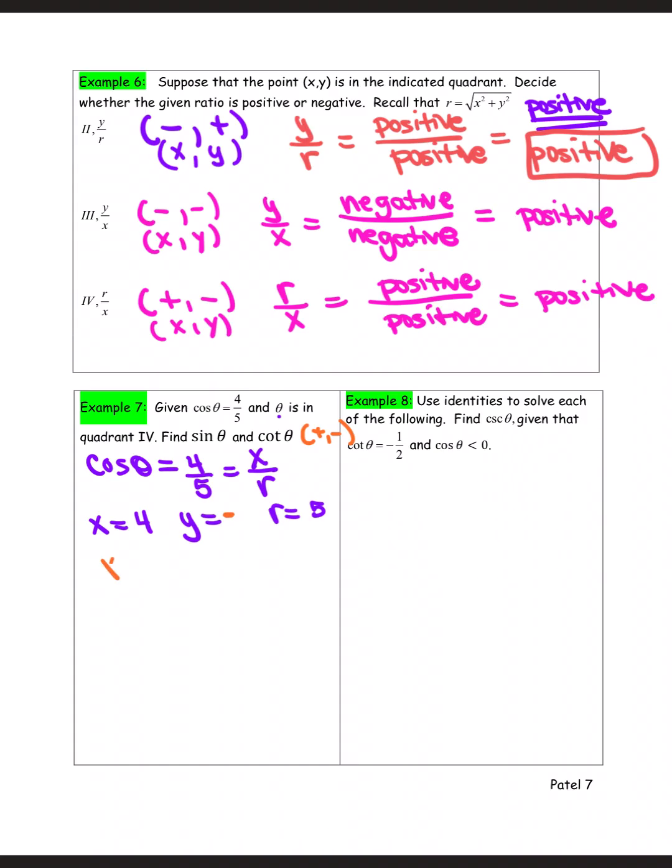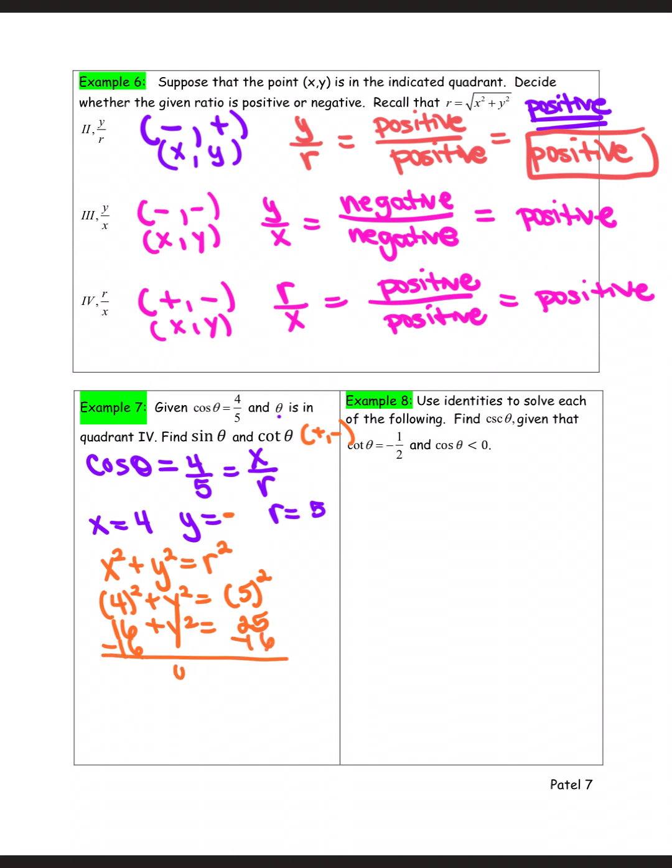So now, to figure out what y is, we're going to use x squared plus y squared equals r squared. So we have parentheses 4 squared plus y squared equals parentheses 5 squared. 16 plus y squared equals 25. Subtracting 16 from both sides, we get y squared equals 9. When I take the square root of both sides now, we get plus or minus. So y equals plus or minus 3. Well, we already said because we're in quadrant 4, y has to be negative 3.